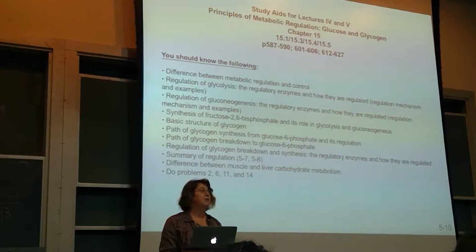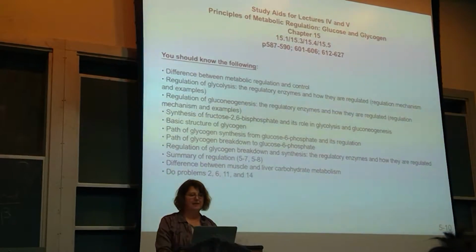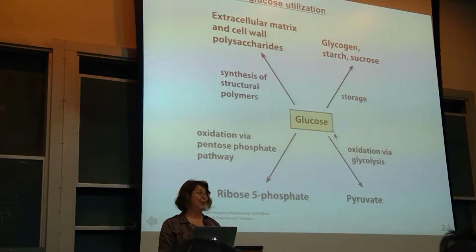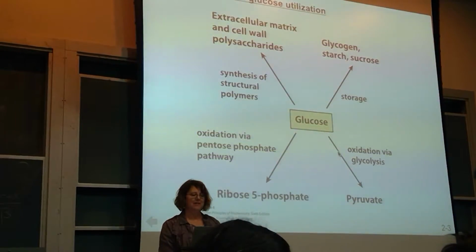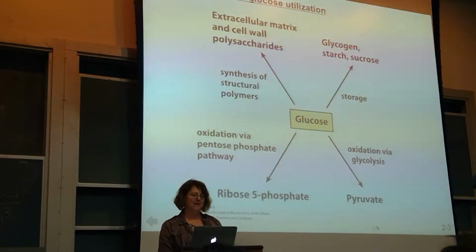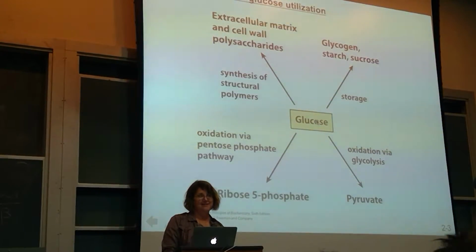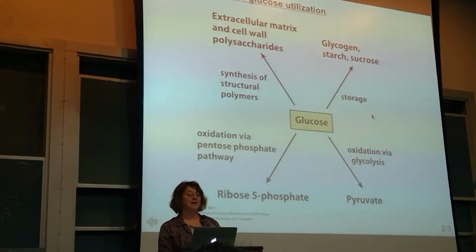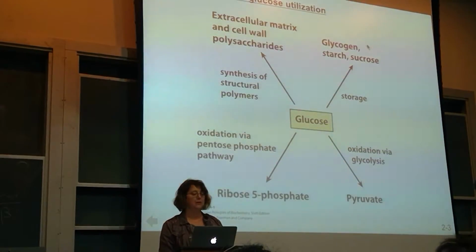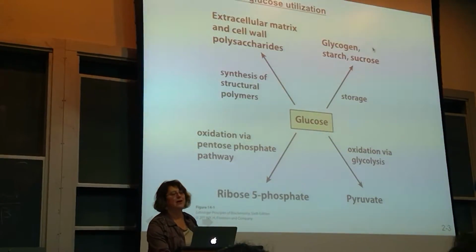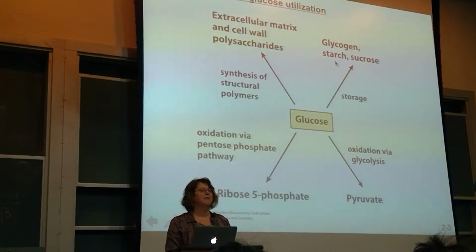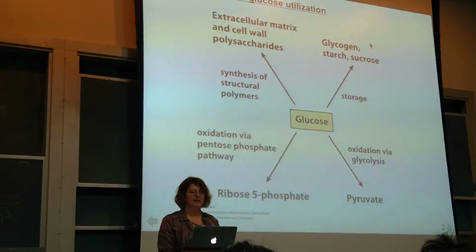So now we're going to move on to glucose utilization. We've talked a lot about glucose. We've talked about glycolysis, gluconeogenesis, and the pentose phosphate pathway, but we haven't talked about this control, to make the storage forms of glucose. That's glycogen, and in plants, that's starch, which we're not going to focus on. We're going to focus on glycogen here.